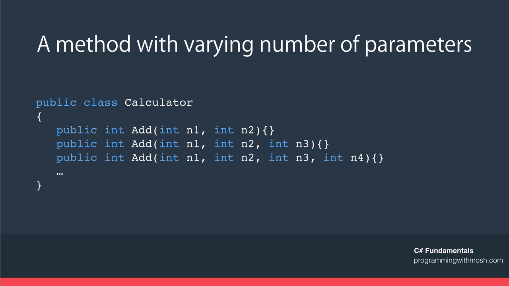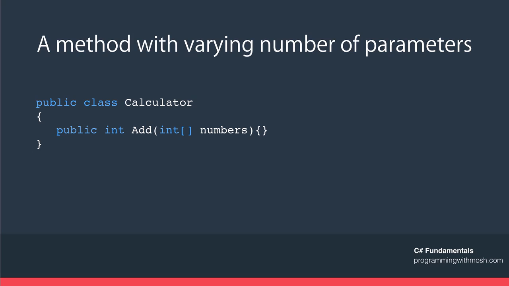But as you see, this is not an efficient way to overload the Add method. What if you wanted to add 10 numbers together? Then we would have to overload the Add method 10 times. And that's a code smell. Is there a better way to achieve this? Of course there is. The first step to make this code better is to use an array.